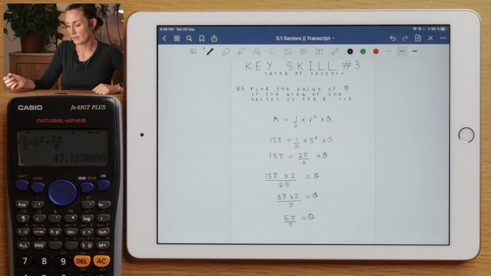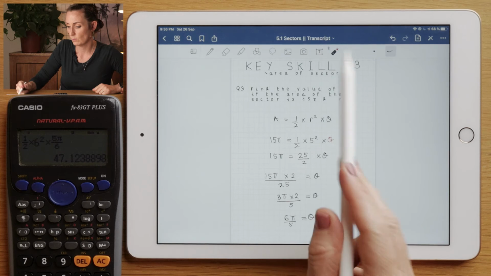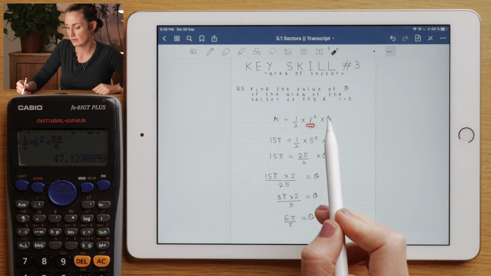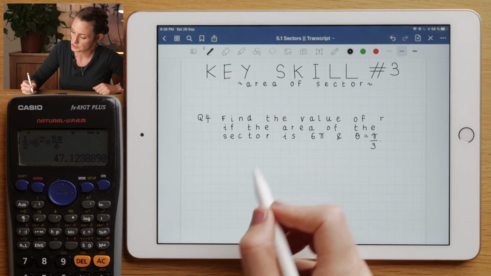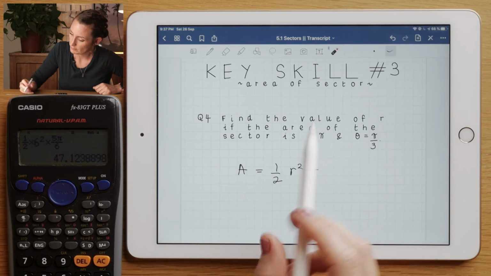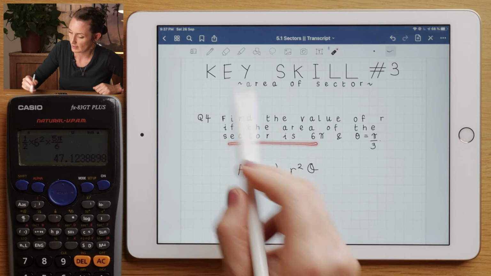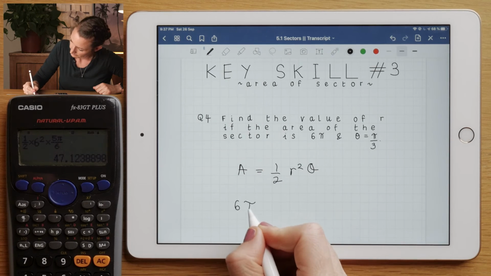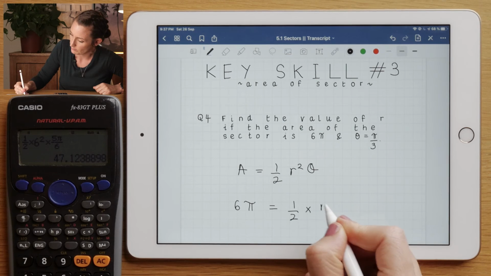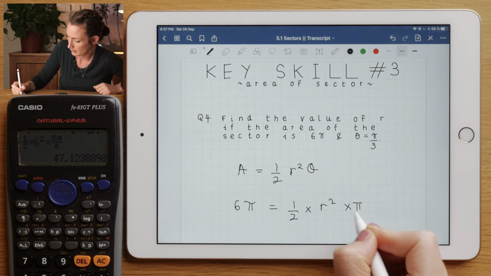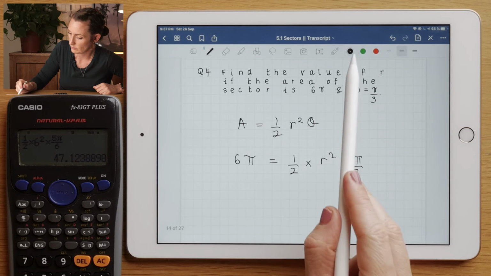Now the second way they can ask you to rearrange the formula is when they want to know what r is, and they've given you A and theta. And that's exactly what's going to happen in the next question. So we've been told area of the sector is 6 pi. We've been told theta is pi over 3, but we don't know what r squared is.